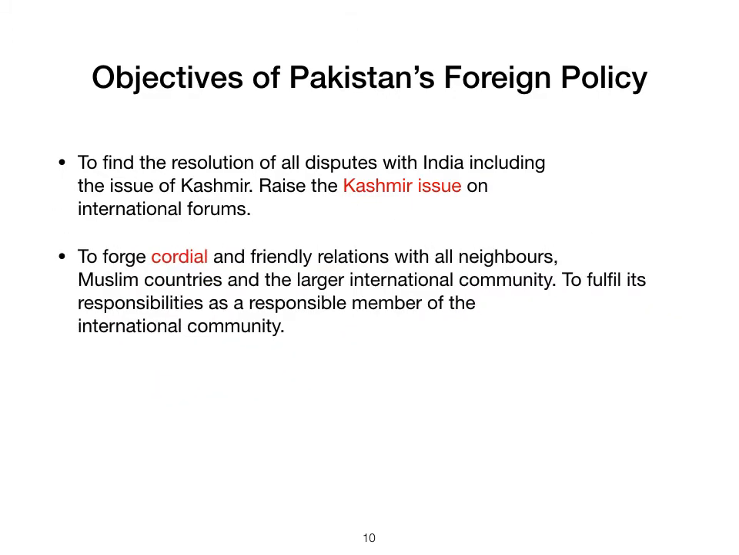Similarly, the objectives of Pakistan's foreign policy also include forging cordial and friendly relations with all neighboring Muslim countries and the larger international community, to fulfill responsibilities as a responsible member of the international community. So Pakistan looks to itself as a responsible member of the international community, and meanwhile it's also looking to forge cordial relations with the neighboring Muslim countries. A recent example can be when tensions escalated between the United States and Iran. Pakistan offered to help mediate, and tried to play a very positive role in between.